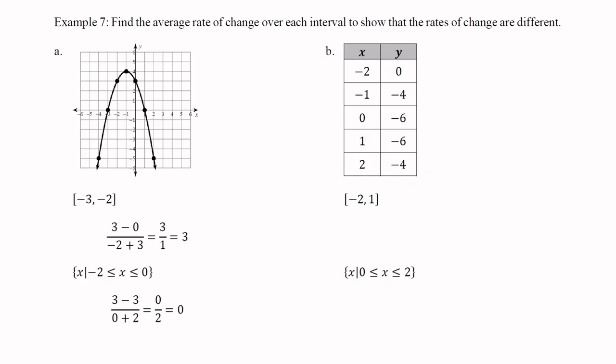For a table of values, here we're going to look at negative 2 to 1 and 0 to 2. So negative 2 to 1 gives us a rate of change of negative 6 over 3, which is negative 3. From 0 to 2, we find the y's that go with it, and we get 2 over 2, which is 1. Again, showing that at the very least, it is not a linear function.